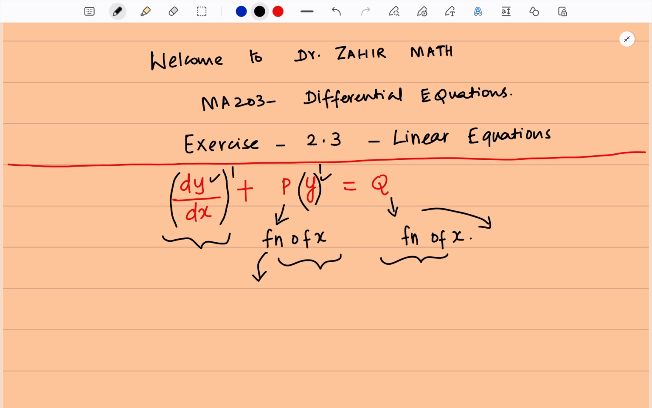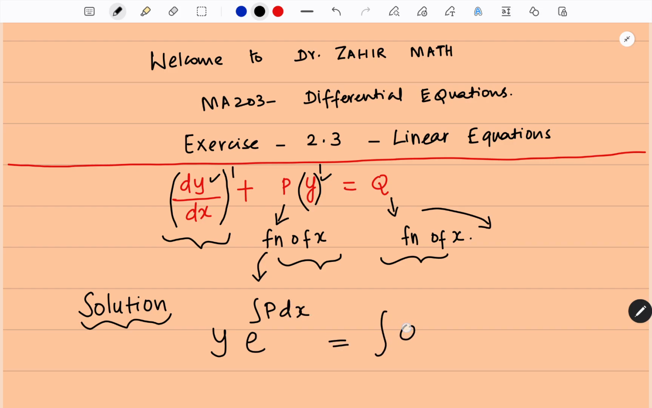And what is its solution? The solution of this linear differential equation is given by y times e to the power of integral p dx is equal to integral q e to the power of integral p dx dx plus c. It looks very lengthy, but it's easy to remember. Look here, for this integral, this is the dx. For this integral, this is the dx. And for this integral, this is the dx. Finally, the integrating constant c.